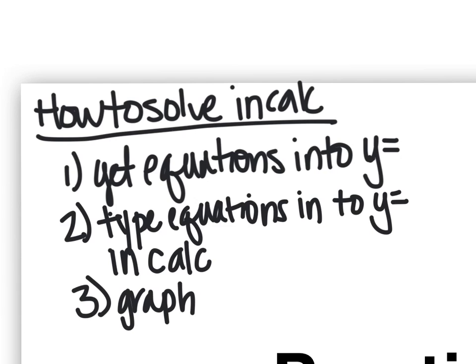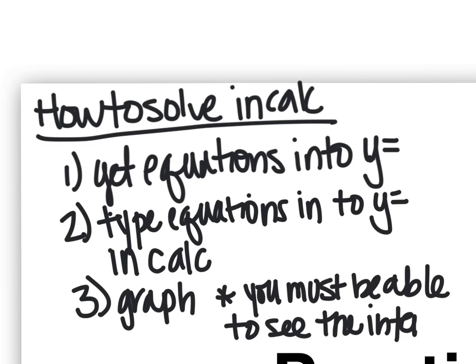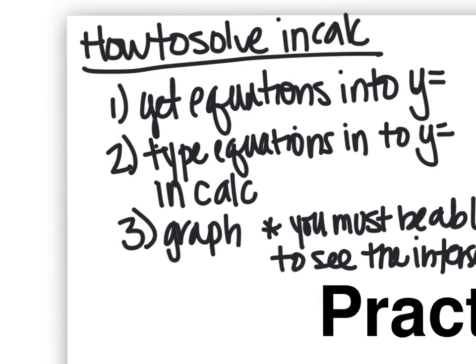And there's a very, very important note here. You must be able to see the intersection. When you look at your calculator, you must be able to see the intersection. If you cannot see the intersection, your calculator can't find it. So you need to graph it and be able to see the intersection. If you can't see the intersection, you'll need to zoom.